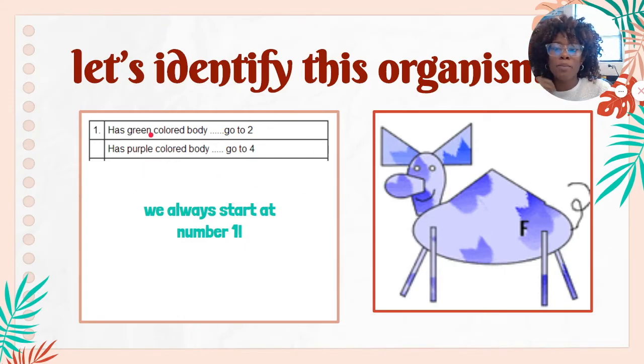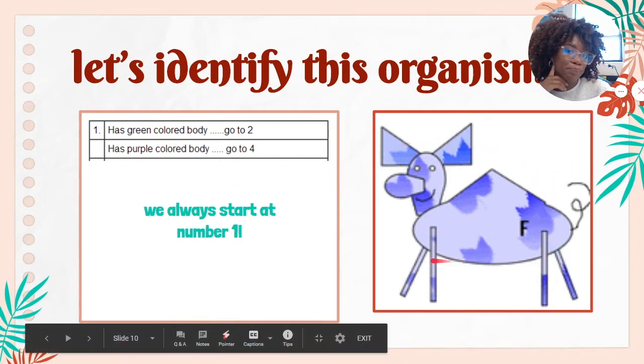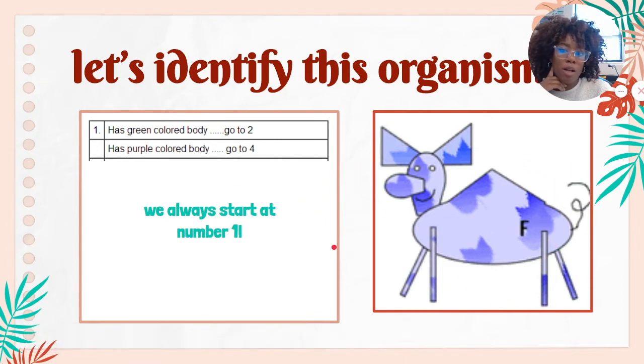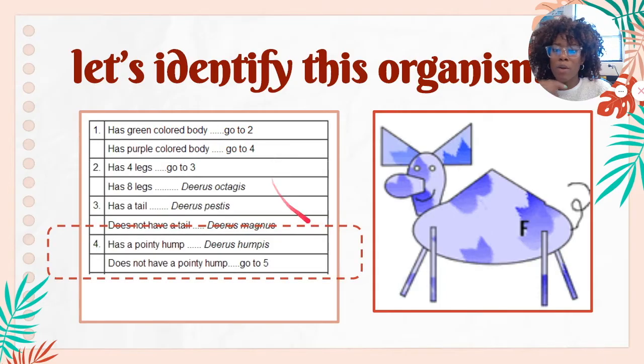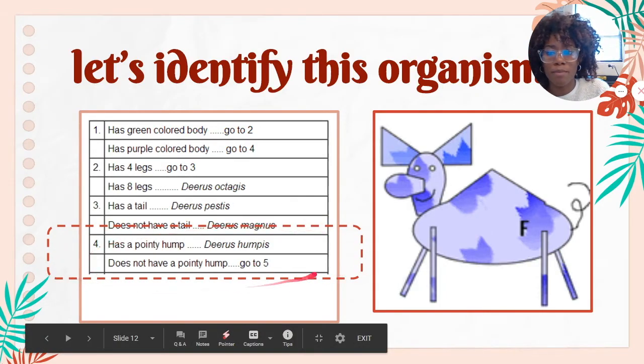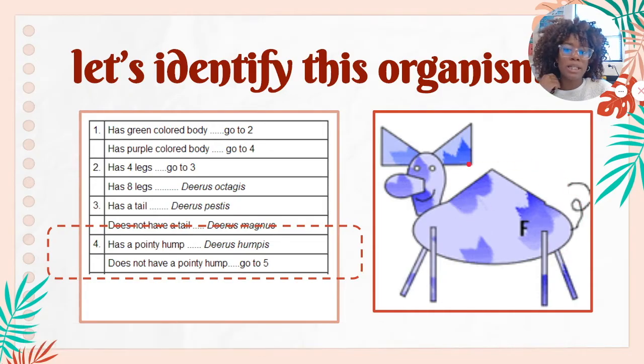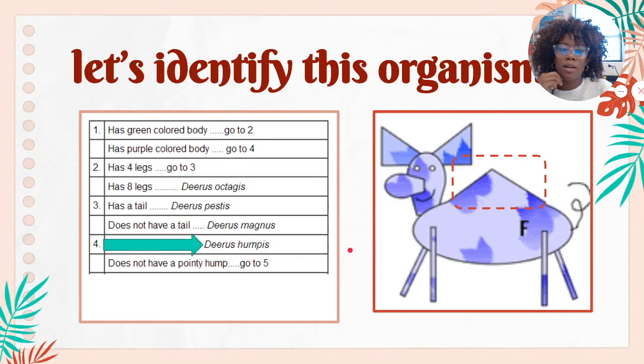So it has a green colored body or a purple colored body. Is this green or purple? Purple. So it's telling us to go to 4. So now we're going to skip down on our paper and look at number 4. Has a pointy hump or does not have a pointy hump? What is that? A pointy hump. So the organism name is Dirus humpus.